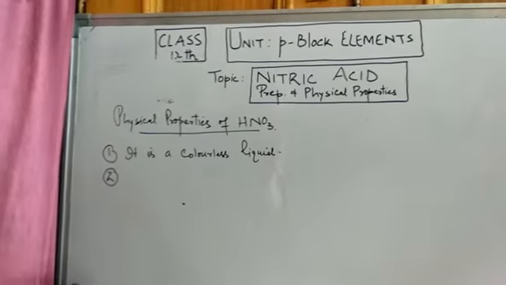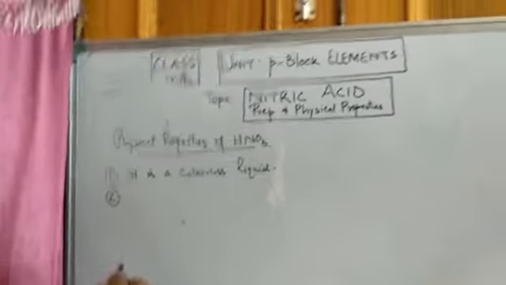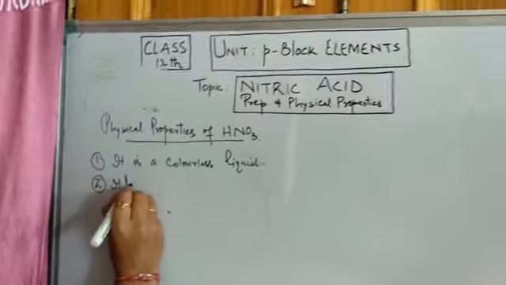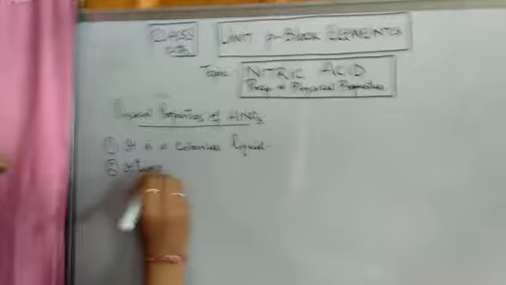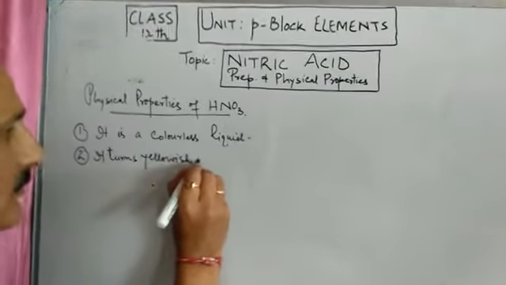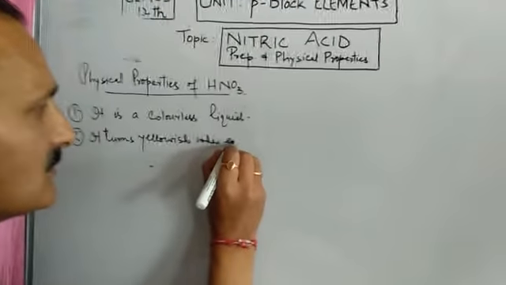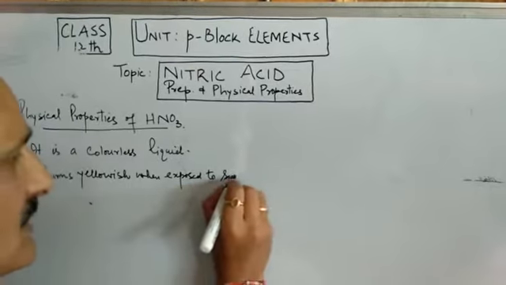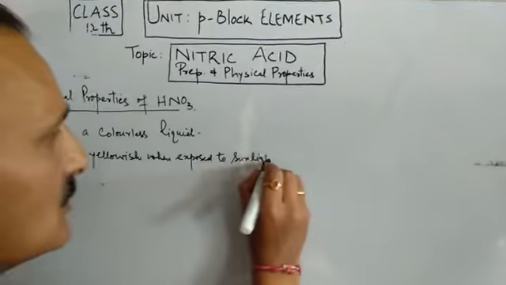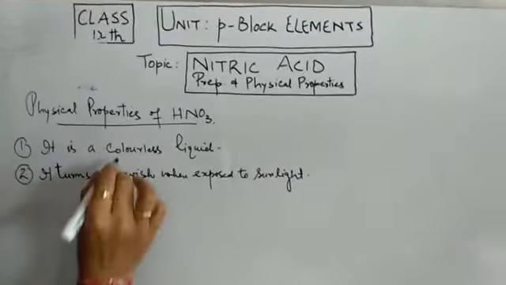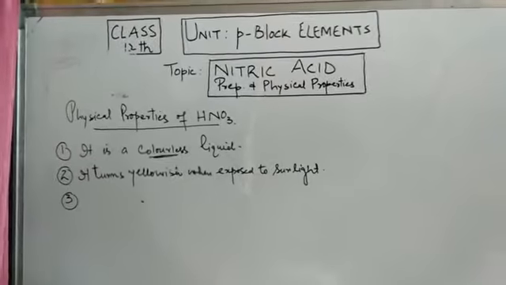However, if we expose nitric acid to sunlight, its color becomes yellowish. It turns yellowish when exposed to sunlight. So when we expose nitric acid to sunlight, its color doesn't remain colorless, but it turns yellowish. So it is all about the color of nitric acid.